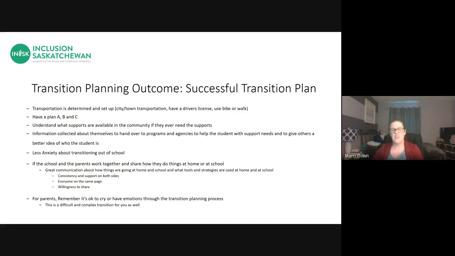And then for parents, remember, it's okay to cry. I'd say most of my parents, there's at least one parent in most of my meetings that's crying, and that's okay, because this process is just as difficult for you as it is for students. You're transitioning as well. You're transitioning from your child being a child and you taking care of them, to them being an adult and having more choices and responsibilities. That's scary. And we totally get that. So it's okay to cry. I usually bring a box of Kleenexes. It's totally okay.